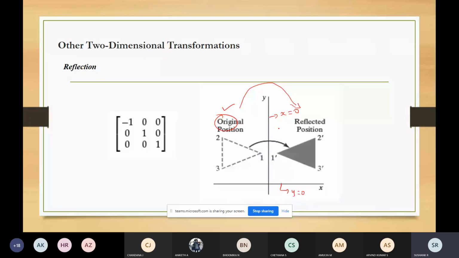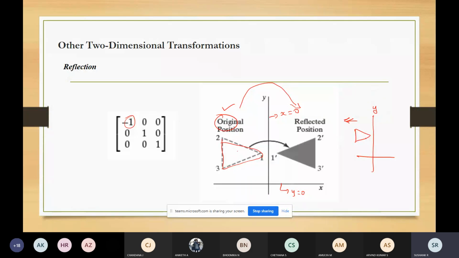If I want to get the reflection of this object, I have to change this sign which is there in the x-axis. So this is x is equal to 0. On the x is equal to 0, if you want to get the reflected position of this original object, you just need to change the sign. This object is on the left side of the y-axis.